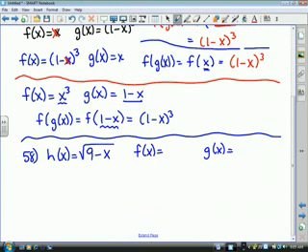So think about, okay, what is the parent function? Square root of just x. And what am I plugging into square root of x? 9 minus x. Makes sense? That's the answer. That's right.